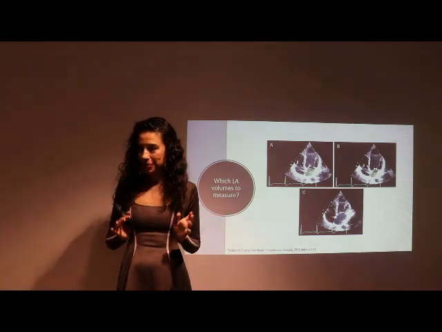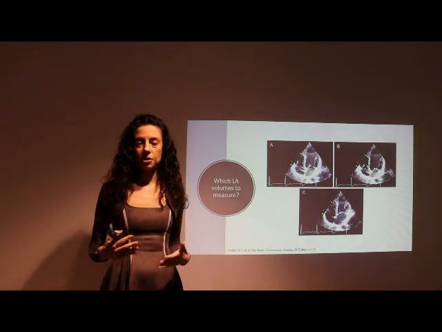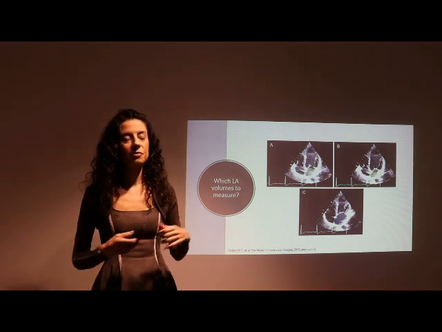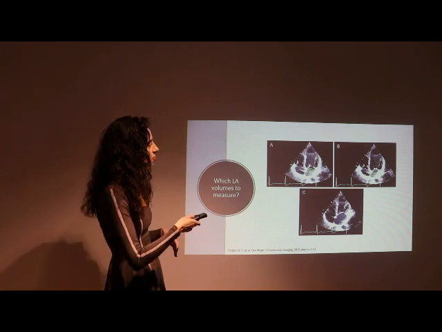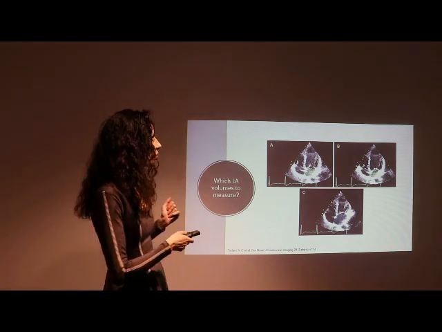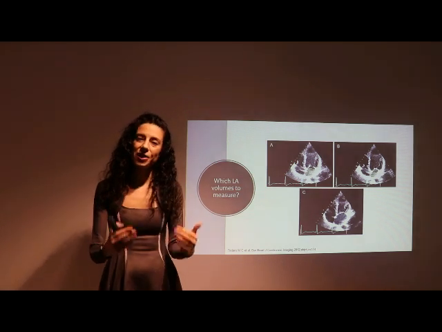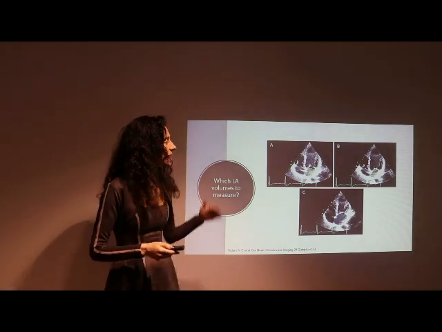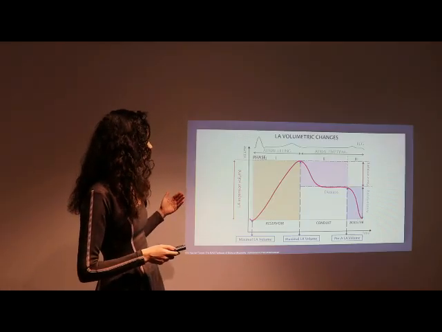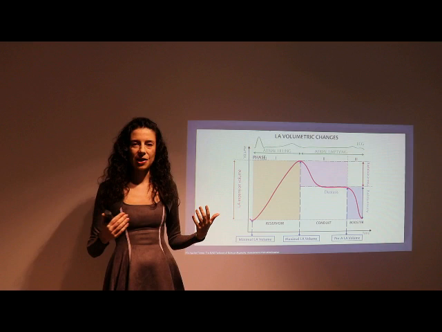Another very important volume of the left atrium is the one that gives us the pump function of the left atrium. This is before the contraction of the left atrium, and it is called the pre-A volume, the volume that we could measure just before the P wave on the ECG, before the contraction of the left atrium. And having measured these three volumes, we could determine the changes in the volumes during a cardiac cycle.